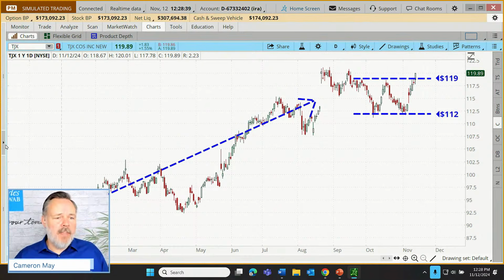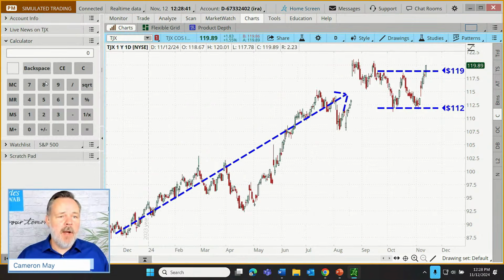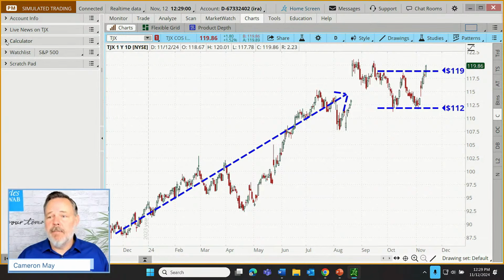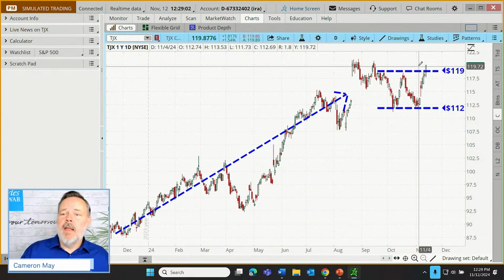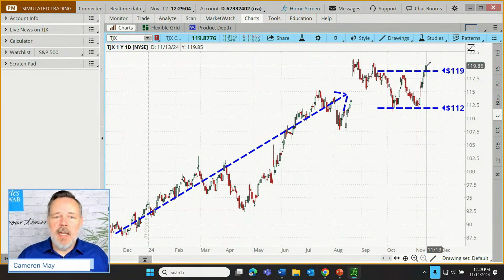Let's do some quick math here. Let's come over to our calculator. Let's be as precise as possible. 119 is resistance. Let's multiply that by 0.97, which has the effect of subtracting 3% from it. So 3% below is going to be about 115. I'm going to round it off a few pennies here. Let's place our stop at 115.50. Okay, so that's going to be our plan for this trade.